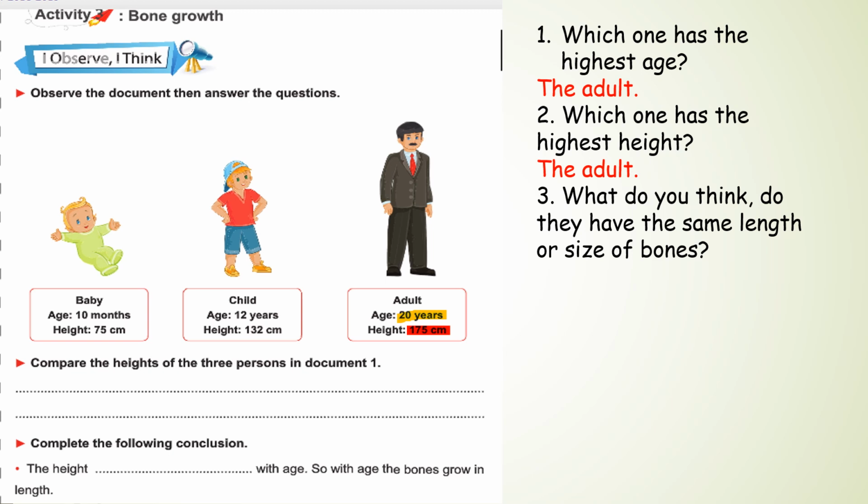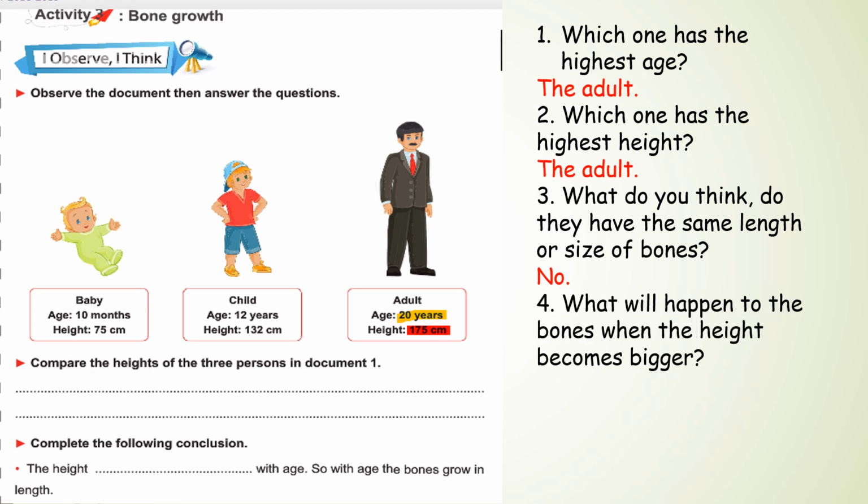Number 3 says, what do you think? Do they have the same length or size of bones? Do these three persons have the same size of bones? Sure, no. Number 4. What will happen to the bones when the height becomes bigger? Think about it before answering. What will happen to the bones or to the size of the bone when the height becomes bigger with age?